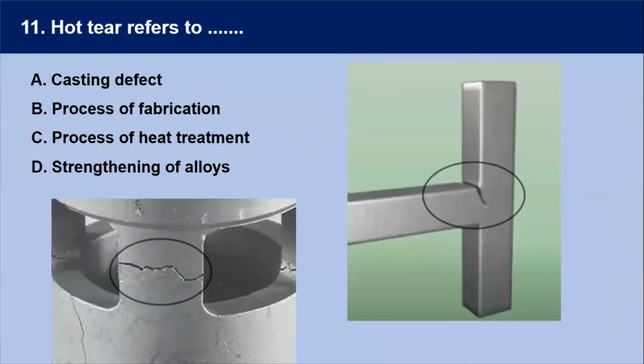Hot tear occurs due to the excessive ramming of a mold or faulty casting design, which refers to the casting defects. Means I can say that hot tear refers to the casting defects. So that's why our answer is A, which I showed in the diagram. These are all the hot tear casting defects. You can see in both the diagrams.